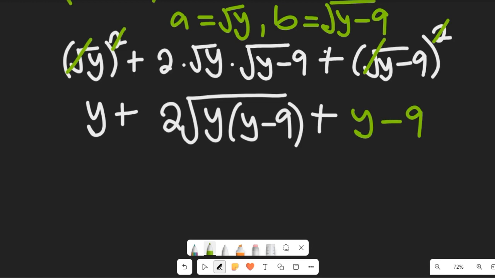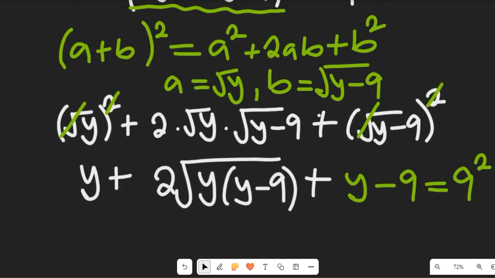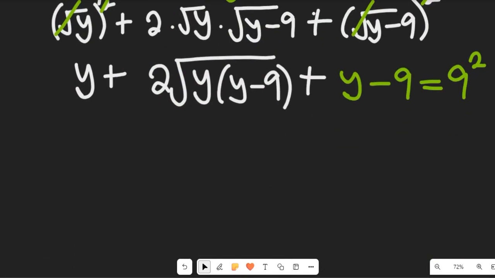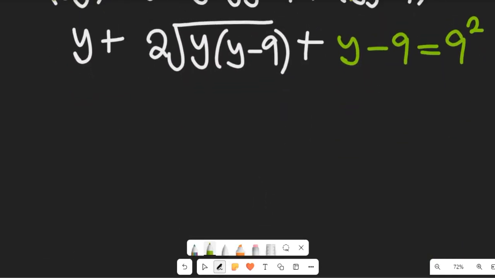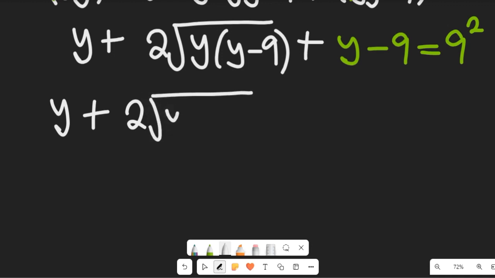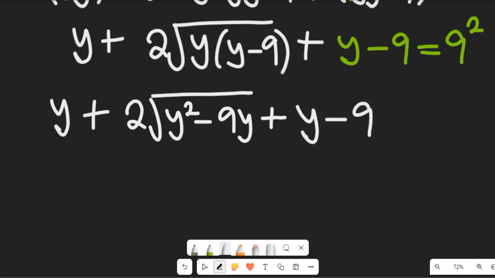Good. Now remember, all this must be what? Equal to 9 square. Well, it seems we have forgotten the 9 square. Great. So let's simplify further. If we simplify further, this is going to give us y plus 2 multiply everything inside. Everything inside is going to give us y square minus 9y, and this will be plus y minus 9, and that will be equal to 81.